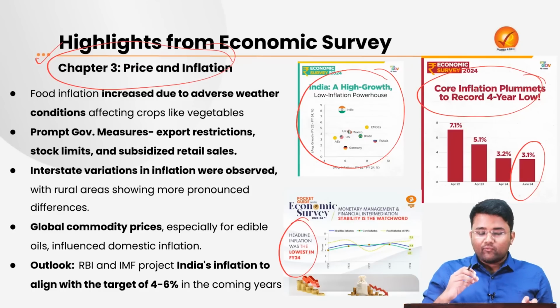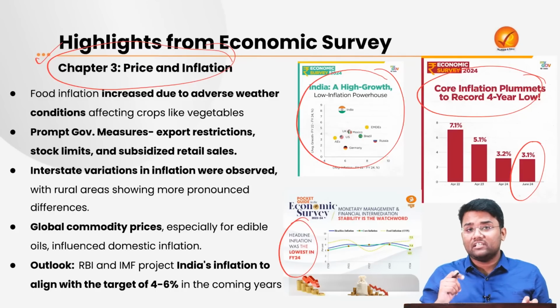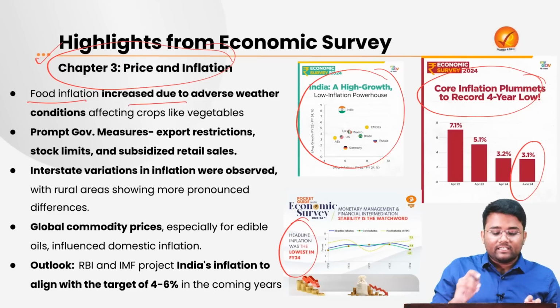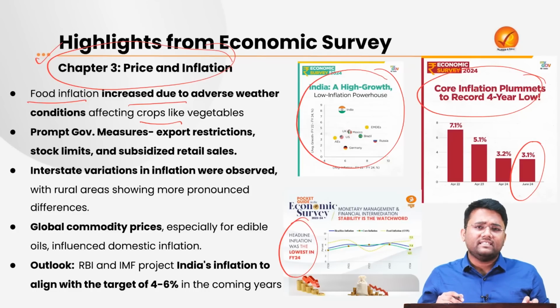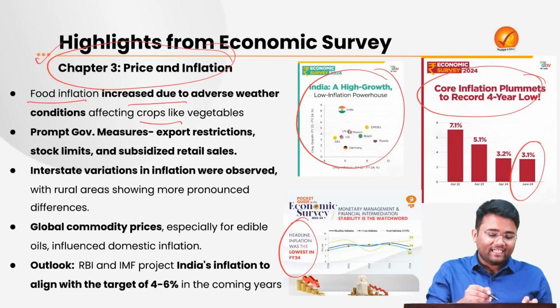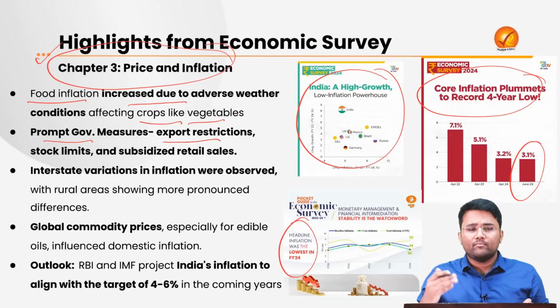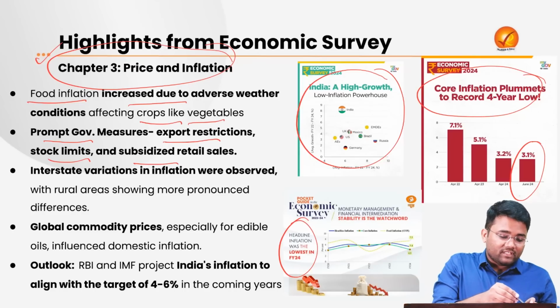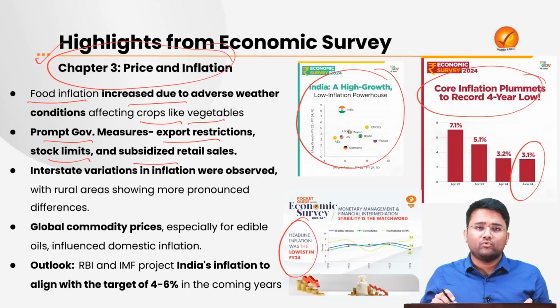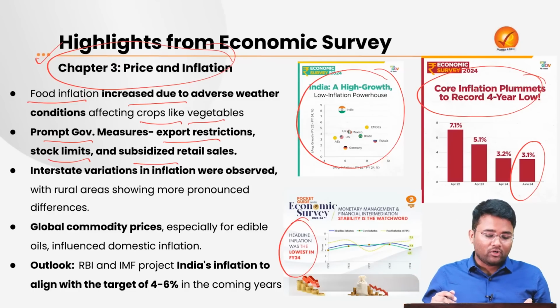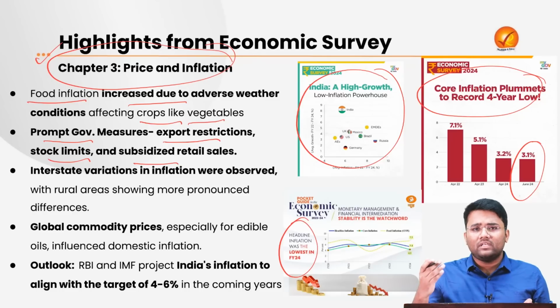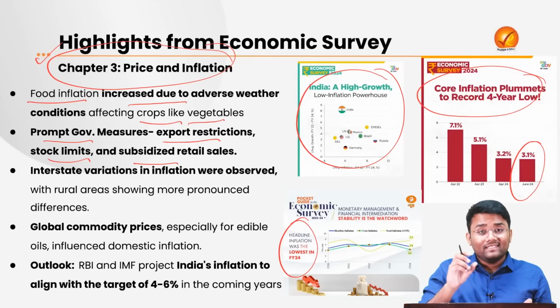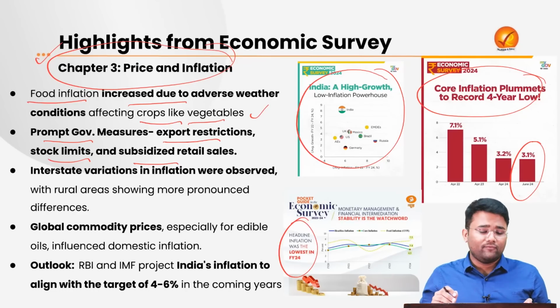If we look at food inflation, that has been one of the major drivers for increased inflation in the Indian economy. And this food inflation has increased due to adverse weather conditions like drought-like conditions, incessant rainfalls, etc. And that has affected crops like vegetables, horticulture, etc. But prompt government measures, where the government imposed export restrictions, stocking limits, and subsidized retail sales, have tackled these problems very well. For example, the government has banned the exports of wheat, there have been stock limits on onion and various perishable products. Then the government has also gone for retail sales at subsidized rates, for example, the sale by NAFED for onions, etc. So all these have helped in normalizing the food inflation.